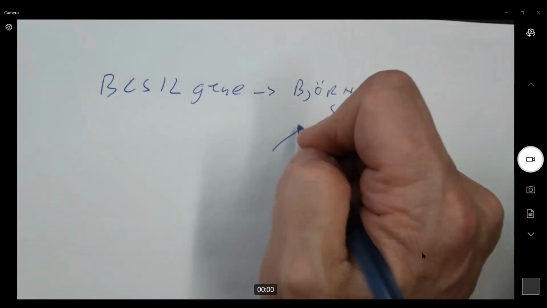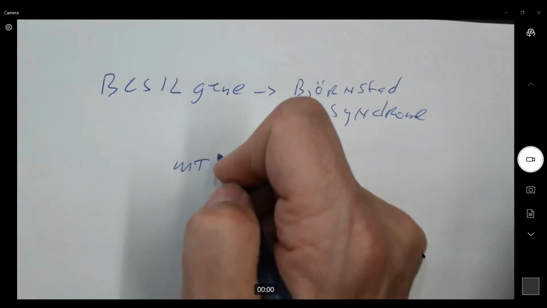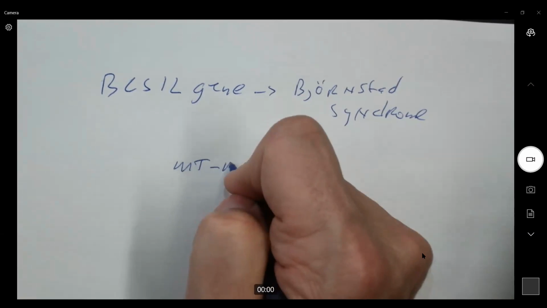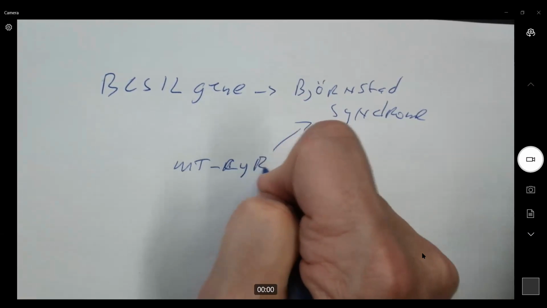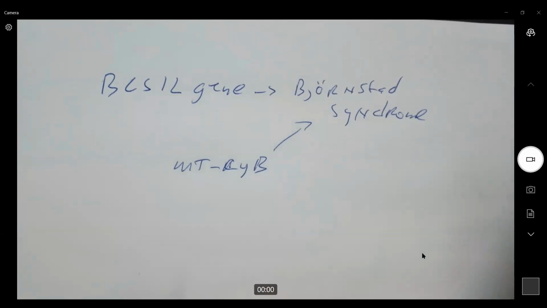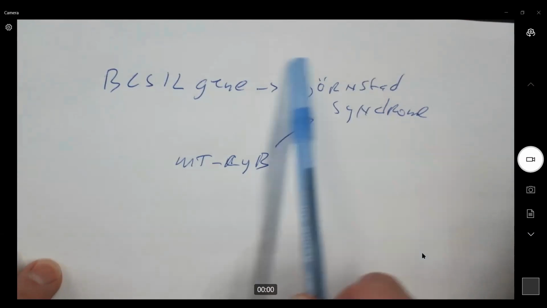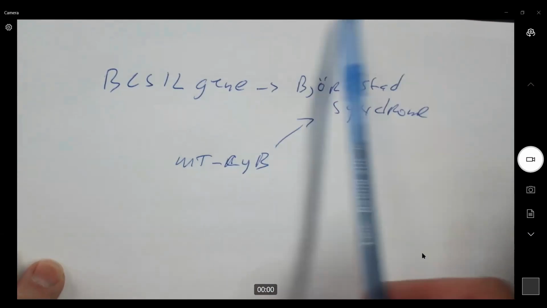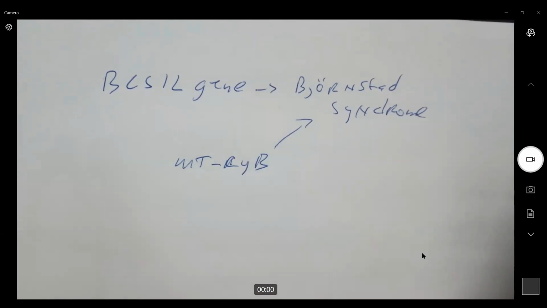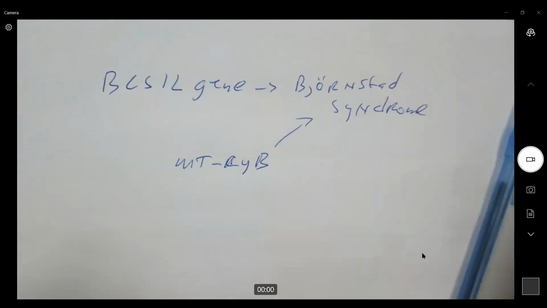This can also be caused by mutations in the cytochrome B gene as well. So complex 3, mutations in complex 3 significant genes have significant consequences for people unfortunate enough to have them.